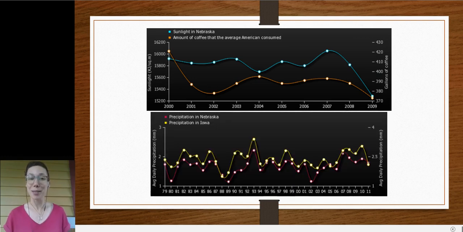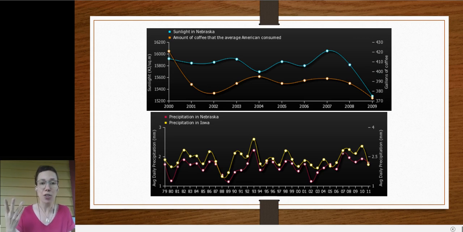So in other situations, it might not be so clear. We might not be able to answer what's the dependent and what's the independent variable. So if we're looking at precipitation rates, for example, here's another chart over time showing between 1979 and 2011, precipitation in Nebraska compared to precipitation in Iowa. So the pinkish line you see here is Nebraska. The yellowish line you see here is Iowa.